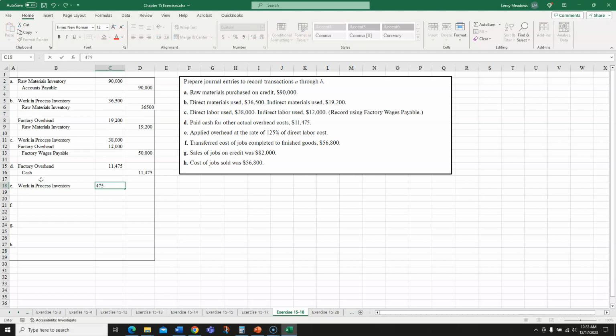For 47,500, and we'll credit factory inventory 47,500.